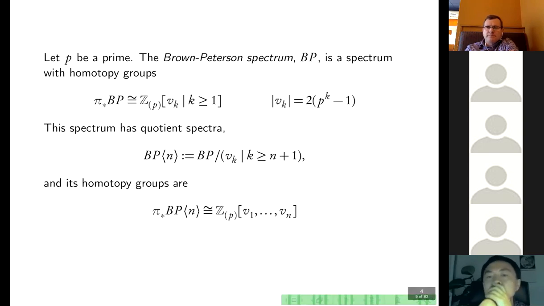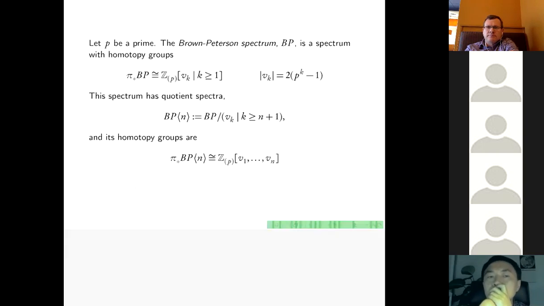You can mod out by various ideals of the spectrum to get what are called the truncated Brown-Petersen spectra. So BP⟨n⟩, the nth truncated Brown-Petersen spectrum, is obtained by taking BP and killing off v_{n+1}, v_{n+2}, and so on. If you compute its homotopy groups, you get what you expect: a polynomial algebra over the p-local integers on the generators v_1 up to v_n.